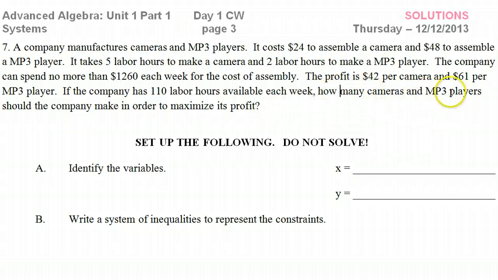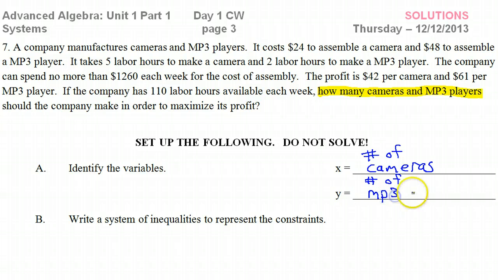The bottom line is, how many cameras and MP3 players should the company make in order to maximize its profit? That last question tells us what the variables need to be. How many cameras and MP3 players? So that means the variable should be the number of cameras and the number of MP3 players. Okay, so we identified the variables. Now, writing the system.